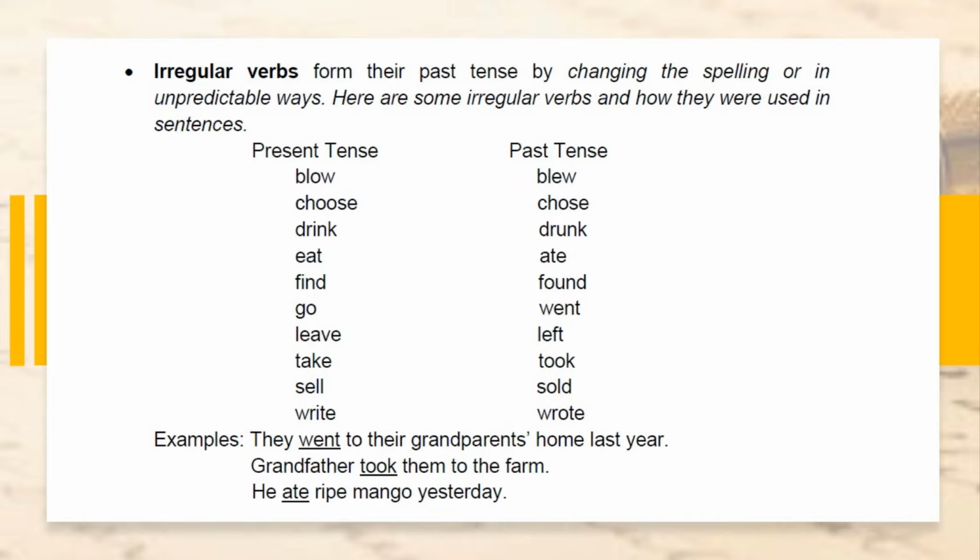Here are some irregular verbs and how they were used in sentences. Present tense: blow, choose, drink, eat, find, go, leave, take, sell, write. Past tense: blew, chose, drunk, ate, found, went, left, took, sold, wrote. Examples: They went to their grandparents' home last year. Grandfather took them to the farm. He ate ripe mango yesterday.